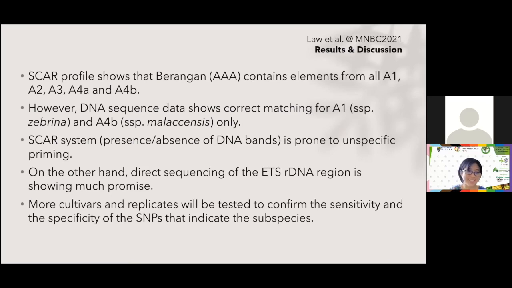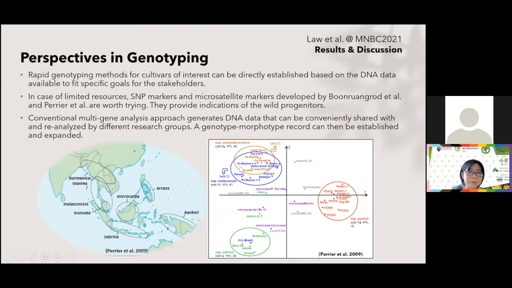Hopefully it makes sense. So we think that direct sequencing of this ETS rDNA region is showing much promise. Of course, we are going to test more cultivars, including more replicates, to confirm the sensitivity and the specificity of the SNPs that could indicate the subspecies or species. I don't have big results like Dr. Teo, but these are some afterthoughts.